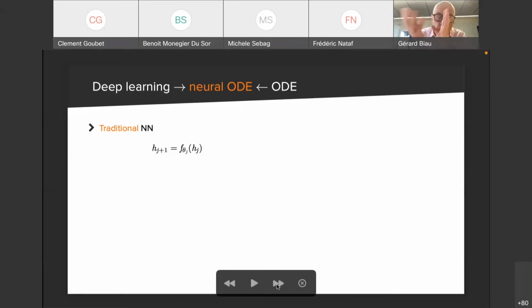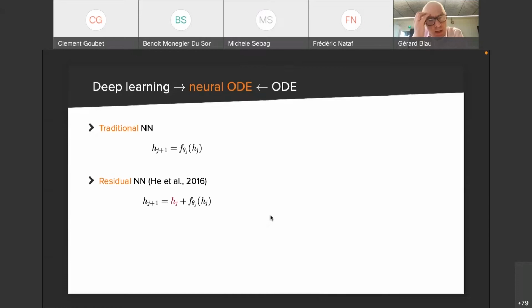A traditional neural network, I mean, a feed-forward neural network, is something where you pass from one state to another by just composing the state with f theta. Here I put f theta j, because for a traditional feed-forward network the parameter changes at each layer. And 5 years ago, there was a very interesting paper by He and his collaborators, and they observed that by adding to a traditional network a so-called skip connection, a residual term, h j, the predictions are better, it's more stable, the gradients don't vanish, etc. So it became the standard.